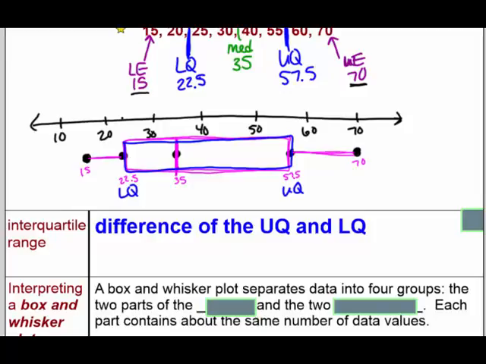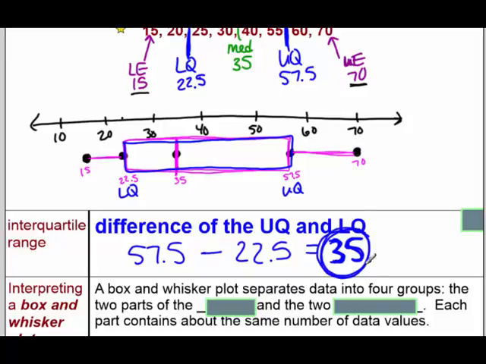So if I'm going to find the interquartile range of my data set here, well, my upper quartile was 57.5. I'm going to subtract from that 22.5, which was my lower quartile. Okay, and it looks like the difference in the quartiles is 35.